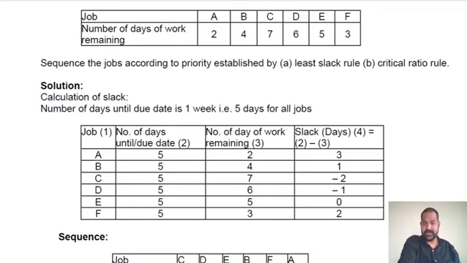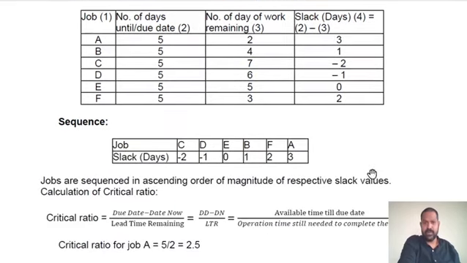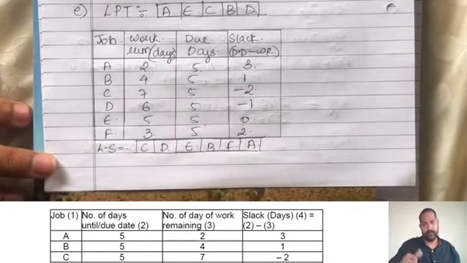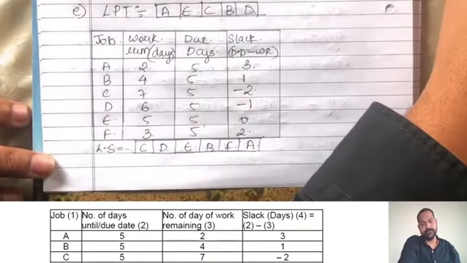Their sequence is C, D, E, B, F, A. So let's check my sequence. Is it C, D, E, B, F, A? Perfect. So the answer is correct.